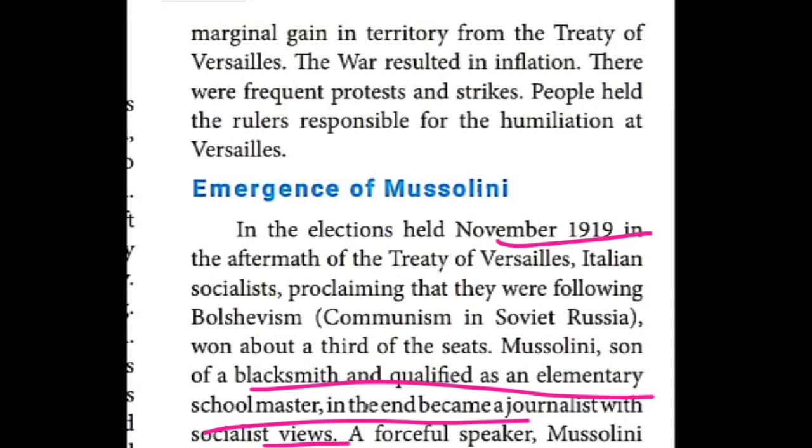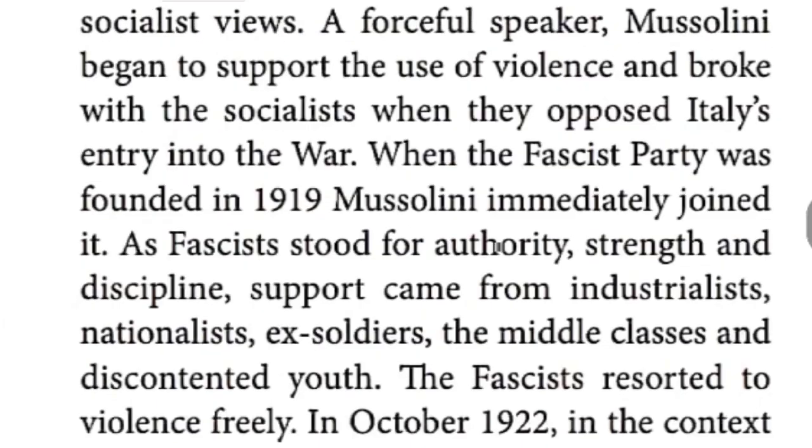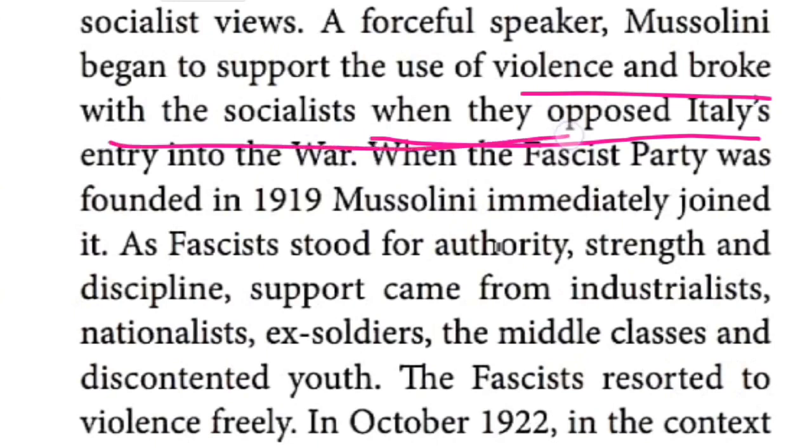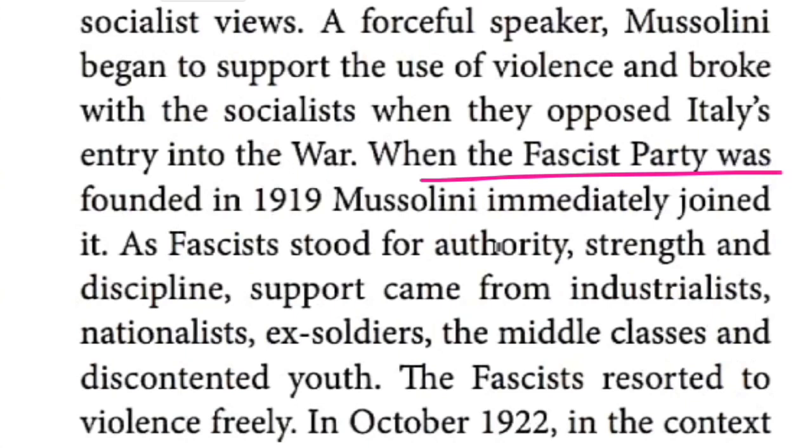Mussolini began to support the use of violence, and broke with the socialists when they opposed Italy's entry into the war. The Fascist Party was founded in which year? One word answer, children. 1919. So Mussolini immediately joined it, as I said just before.